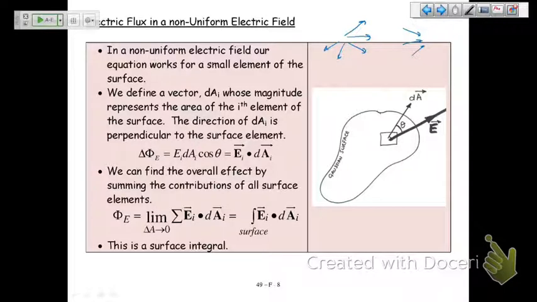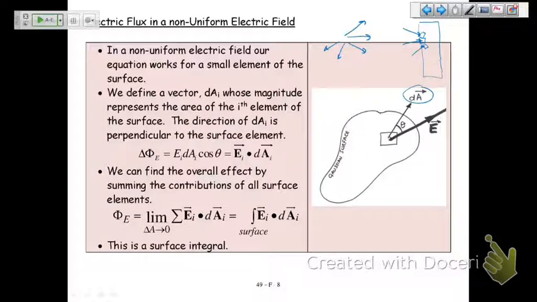So for a non-uniform electric field, our equation works for small elements of the surface. We can't put a big card in there because the arrows would come in at very different angles to it. But if I imagine I could put a little card there and a little card there, I can still have my 90-degree business. We can define a vector, a little bit of area, dA, rather than the total area.